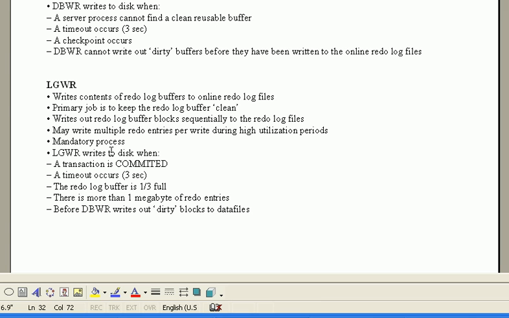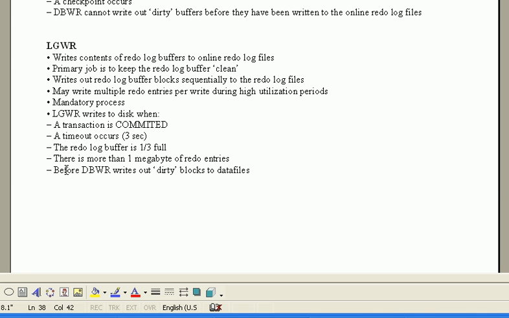The log writer writes to disk when a transaction is committed, when a timeout occurs, that is 3 seconds, when the redo log buffer is 1/3 full, when there is more than 1 megabyte of redo entries, and before DBWR writes out dirty blocks to data files.